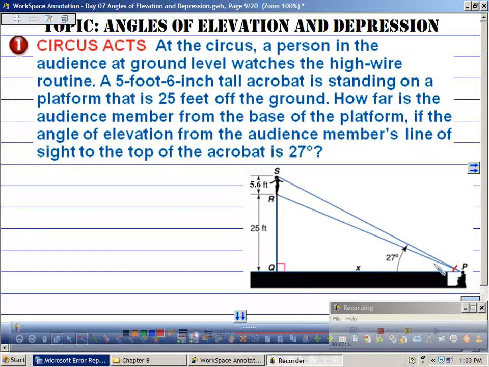Phew, that's a lot of information. Not really, right? I know that I've got this guy down here. It told us what his angle is. It's called an angle of elevation because it's rising, right? I know that angle is 27 degrees, but it's 27 degrees from his line of sight. His line of sight is looking to the top of the acrobat. So this side is not just 25 feet, this side is actually 30.6 feet.